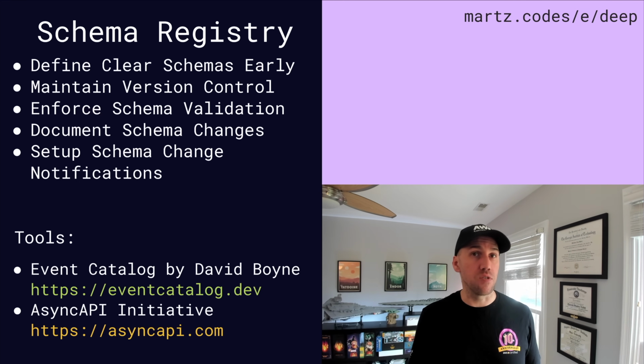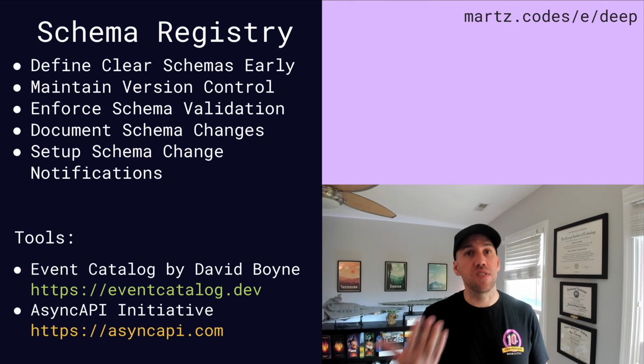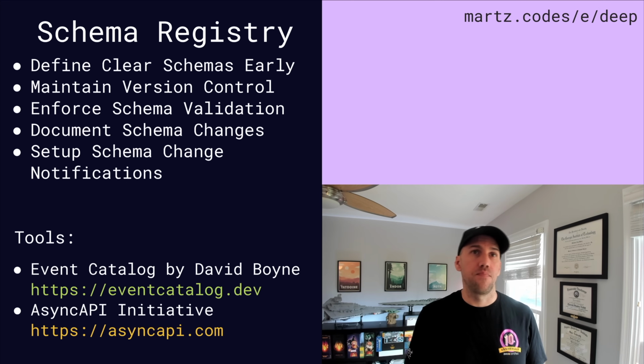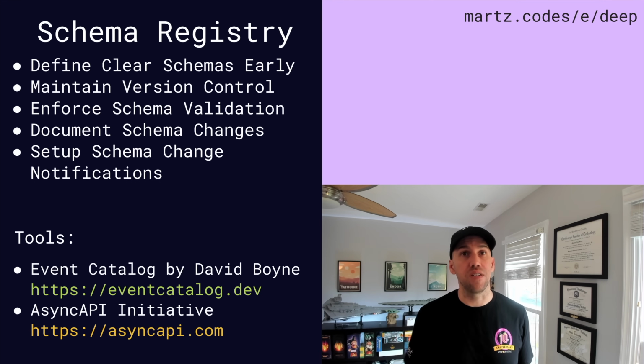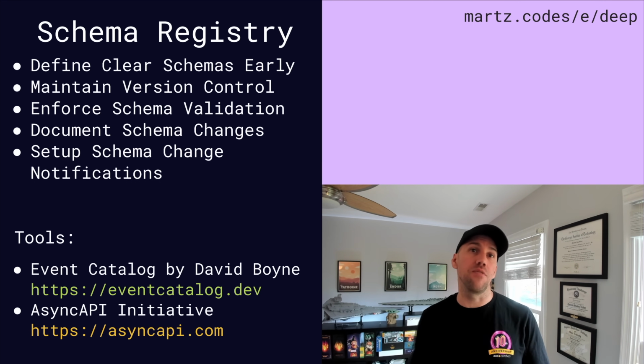And implement version control for your schemas. As your system evolves, version control ensures that changes are tracked and managed systematically. Regularly enforce schema validation. This practice helps in catching inconsistencies and errors early, maintaining the integrity of your data.